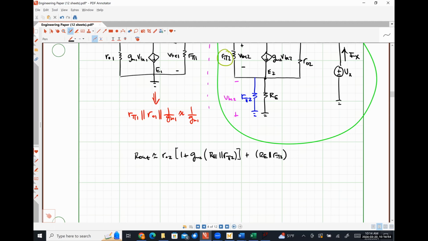Okay, so we've looked at the Wilson current mirror, we've looked at the Widlar current mirror. Those are kind of fancy ways of boosting the output resistance. Let's look at an easier way. And that easier way is, so I got my notes wildly out of order here.